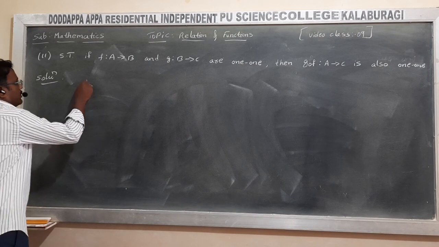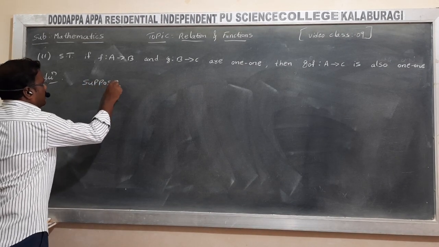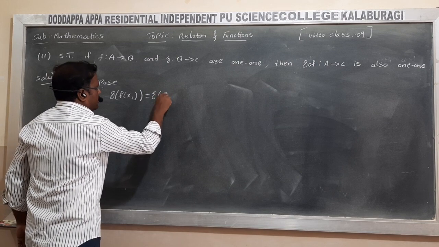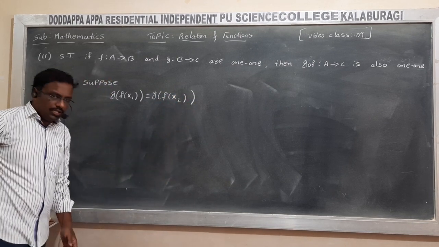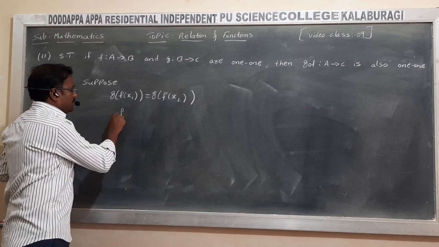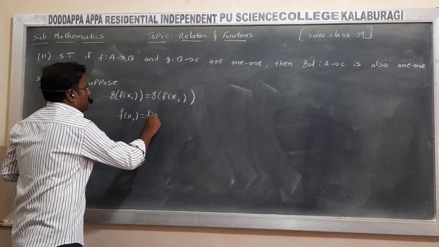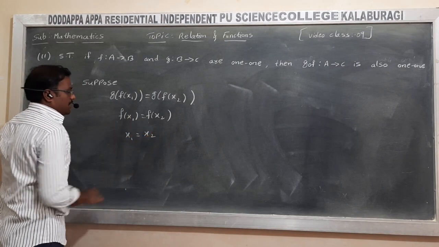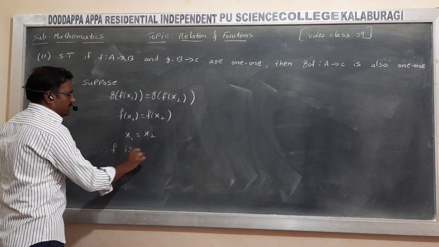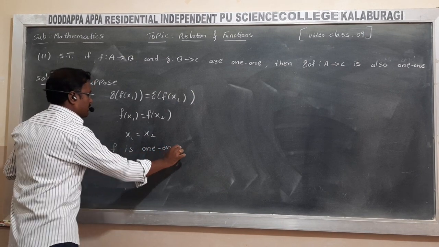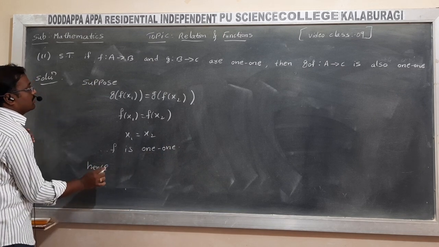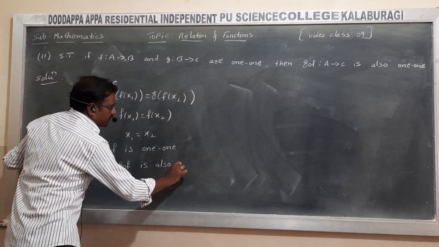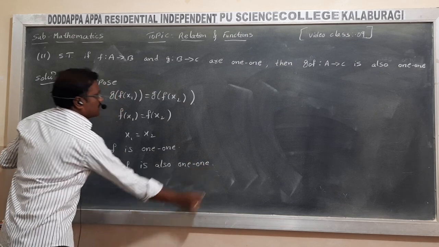Okay, so here suppose you take g of f of x1 is equal to g of f of x2, right? Here if you cancel the g function, we get f of x1 is equal to f of x2. Next, if f cancel, we get x1 is equal to x2. Here therefore f is 1-1, hence g naught f is also 1-1. Okay.